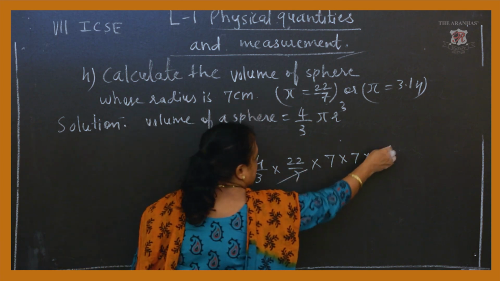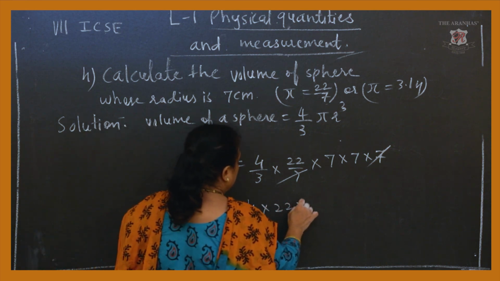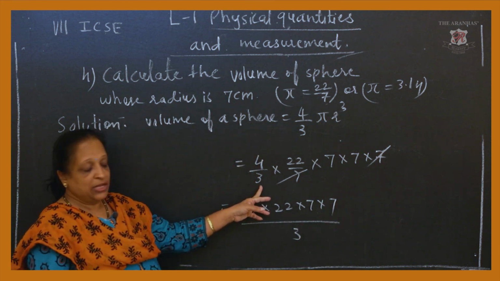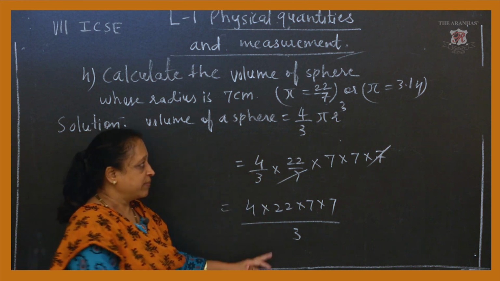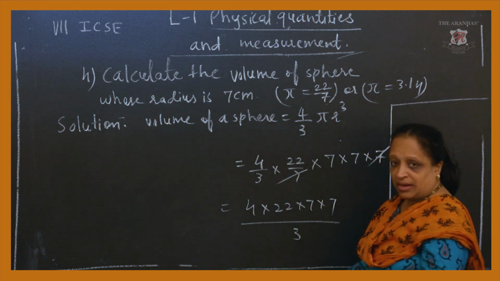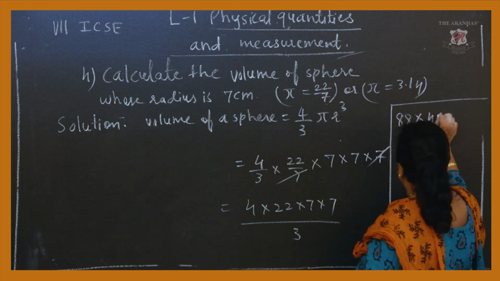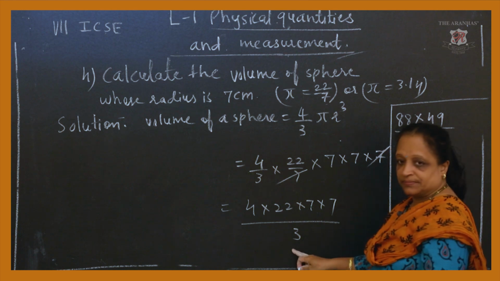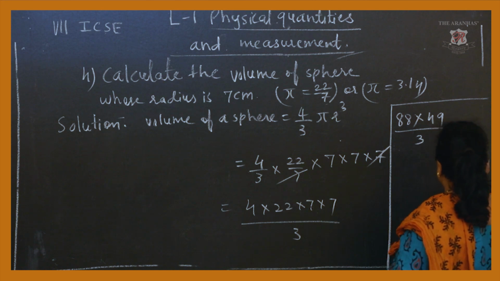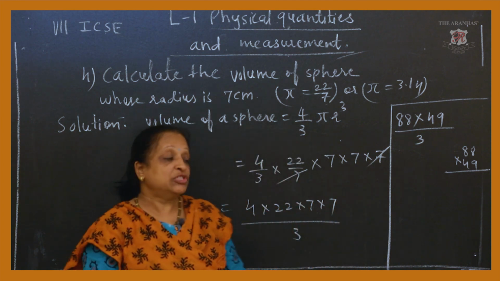Obviously, one of the 7s will get cancelled, and now you have 4 into 22 into 7 into 7 upon the denominator 3 which has been left over here. I will continue the sum this side. Continuation of the sum. You can do it the easy way: 22 4s are 88, into 7 7s are 49, divided by 3. Now see, you have to first do 88 into 49, how much? 88 into 49, how much do you get?